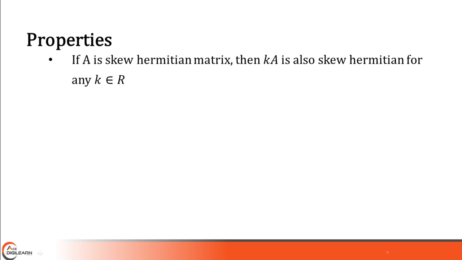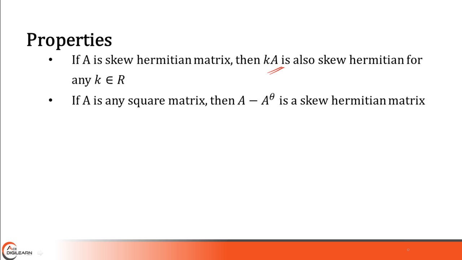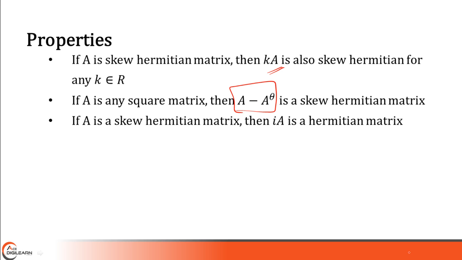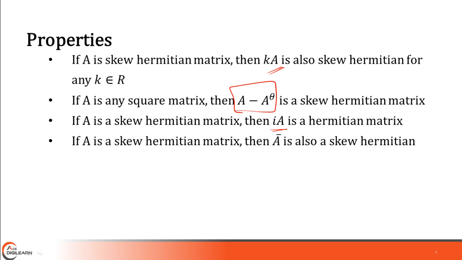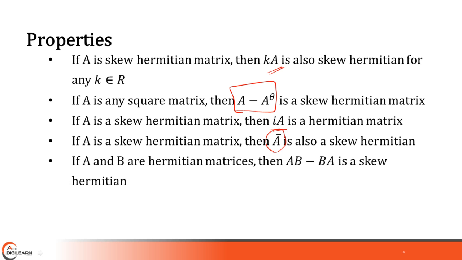If A is skew Hermitian, then kA is also skew Hermitian, where k is any real number. If A is any square matrix, then A minus A power theta is a skew Hermitian matrix. If A is skew Hermitian, then iA is a Hermitian matrix. If A is skew Hermitian, then A bar is also a skew Hermitian matrix.